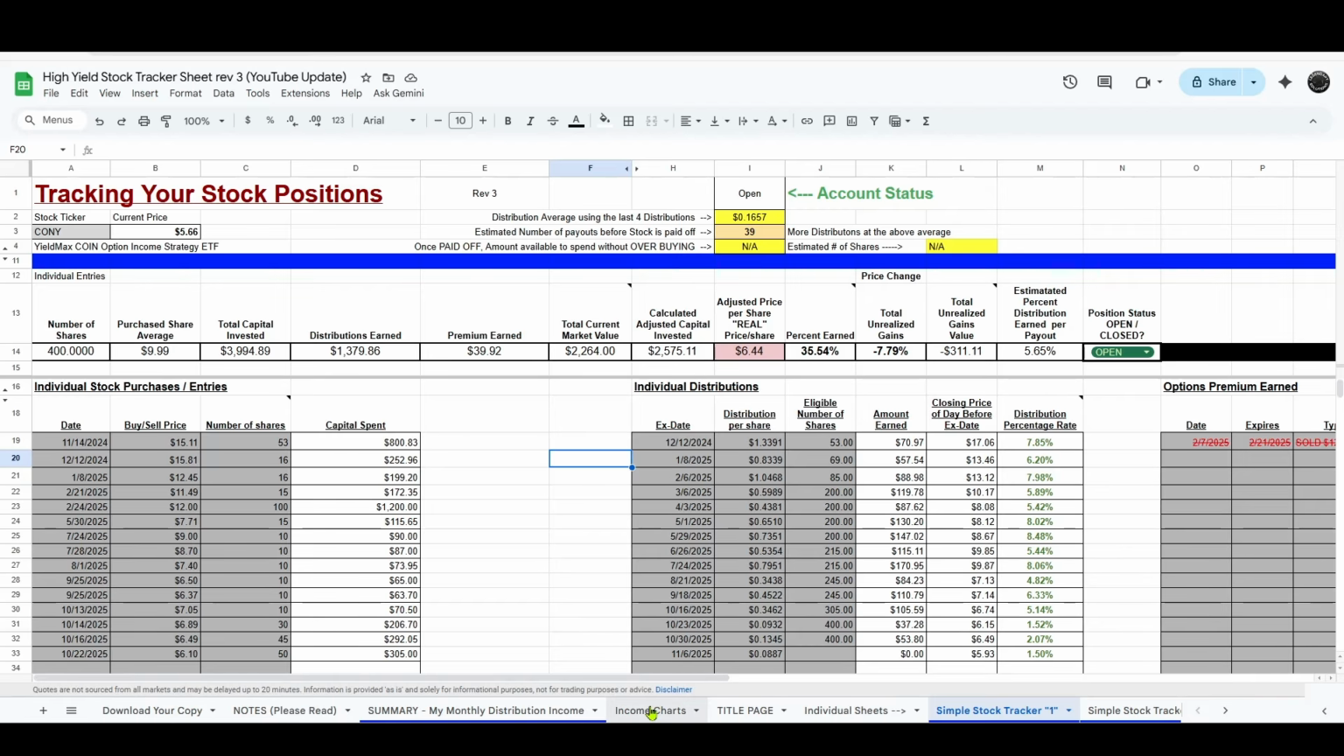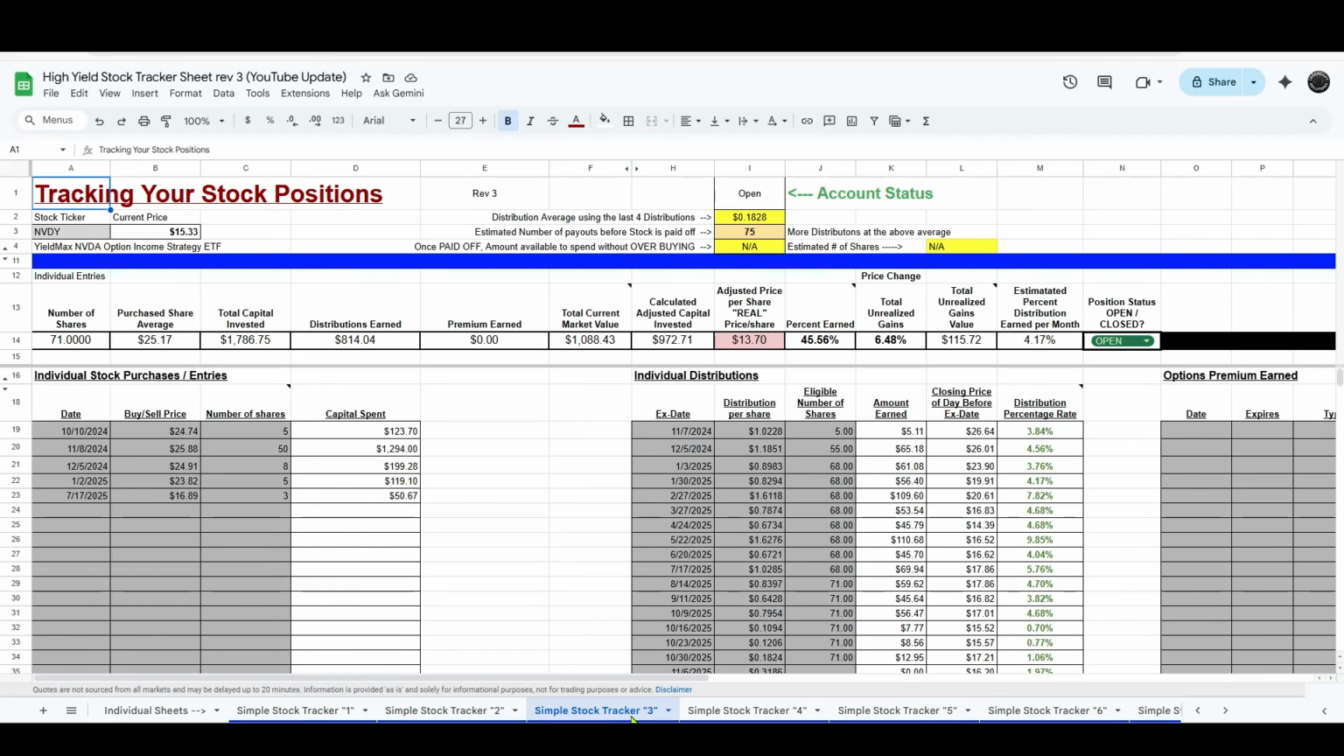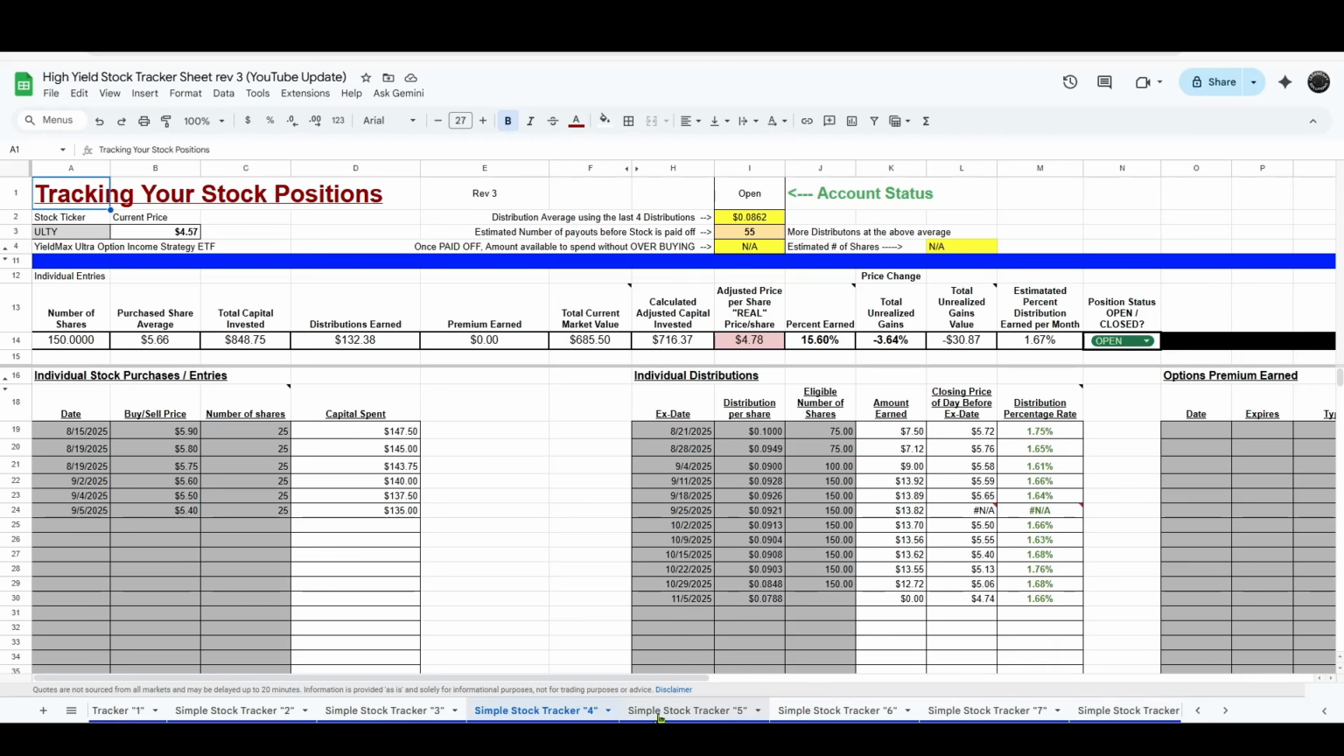What I'm talking about is a stock portfolio overview right here, right? This is the overview of all those sheets. Now all those sheets are right through here. There's my CONY, that's PLTY, NVDY, ULTY, and you can have up to 20, okay? I've got sheets all the way up to 20. Now, if you have more than that, you may need to pare back a little bit. I've got 16, and I honestly think I have too many. I'm looking to probably start selling off some of them, especially the ones that are just going to take too long to get paid off.